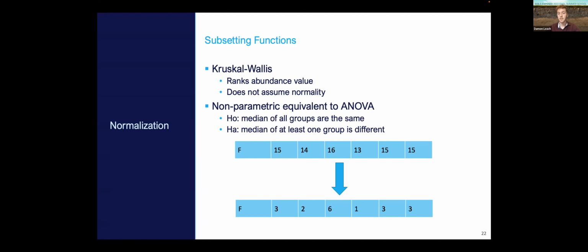So if those first 3 samples, 15, 14, and 16, were from one group and 13, 15, and 15 were from another, we're now looking to see if the ranks of 3, 2, and 6 are different than the ranks 1, 3, and 3. The null hypothesis is that the medians of all groups are the same, whereas the alternative hypothesis is that at least one of the group medians is different. Next slide.